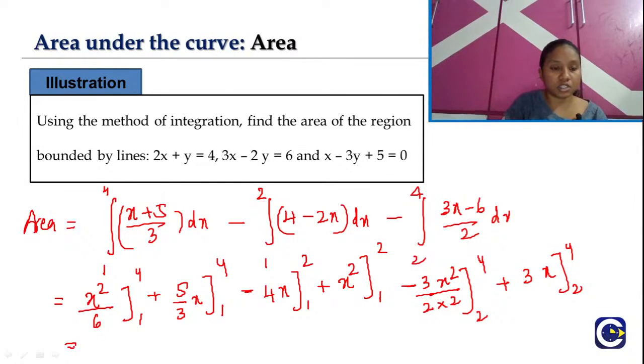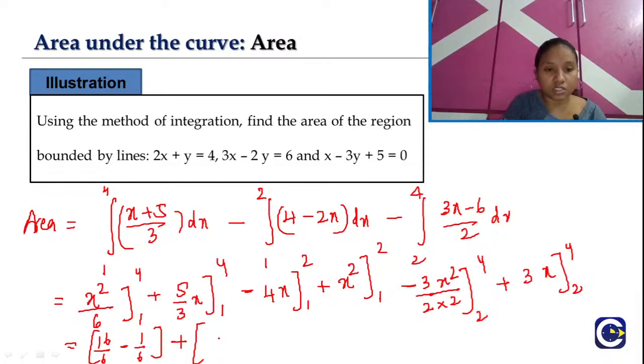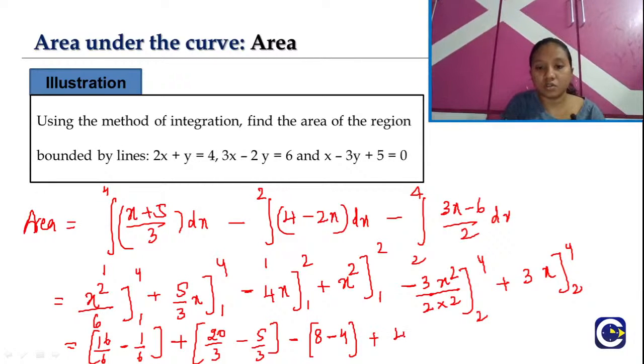So if I substitute 4, it will be 16 by 6 minus 1 by 6. Next thing, plus 5 into 4, that is 20 by 3 minus 5 by 3. And here minus 4 into 2, 8 minus 4. Plus here 4 minus 1. And here minus. So in the denominator it is 4, so the 4 will already get cancelled.